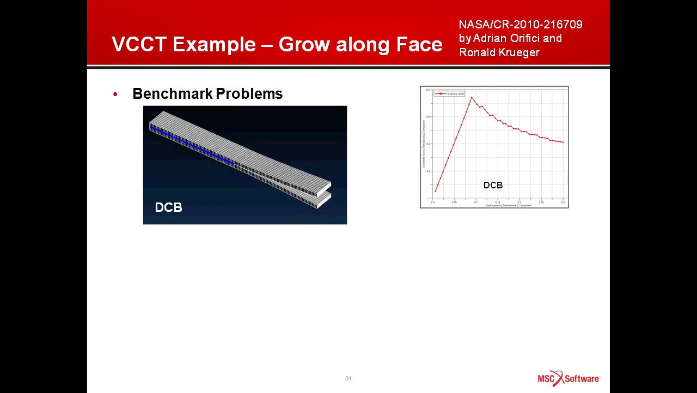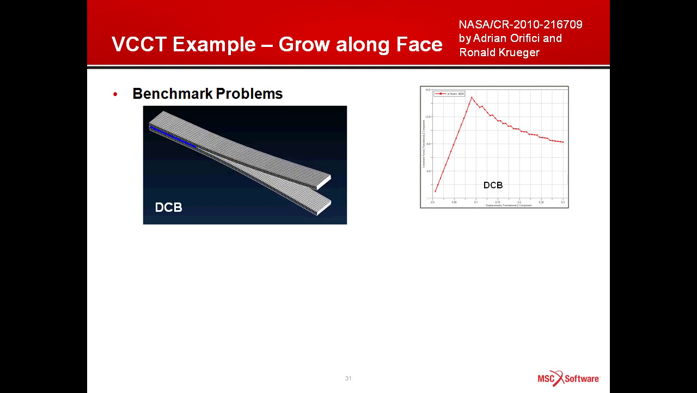This is an example of solid elements. Again, you can see we're doing a face-to-face type of delamination, and these are solid elements. This is actually a very common benchmark problem called the DCB, double cantilever beam. For the guys doing delamination, there are several benchmark problems they typically will want to check out. DCB is one of them. I'll show you another one called the SLB, single leg beam.